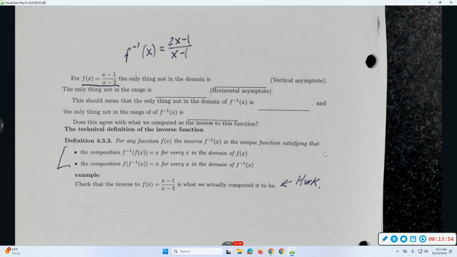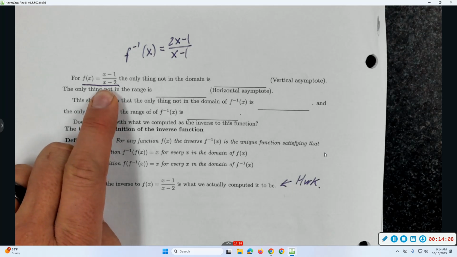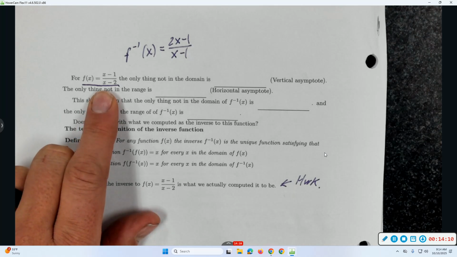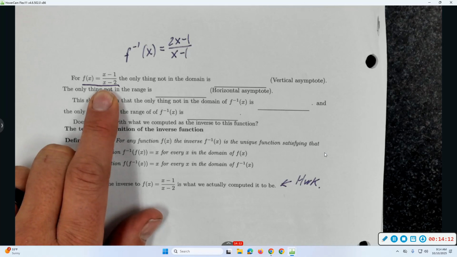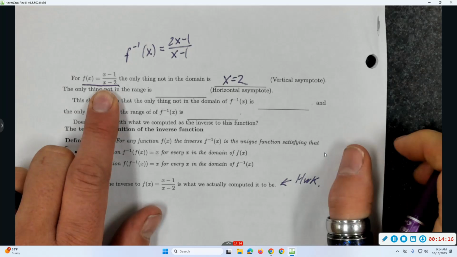Let's check off if that works correctly. Let's determine the domain and range of this function and the inverse function, and see if these things agree. Well, that's like a division problem. So what's the only thing not in the domain of this thing? 2. x equals 2 is the only thing not in the domain.